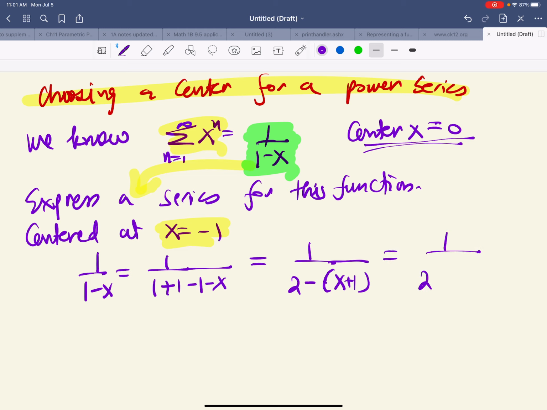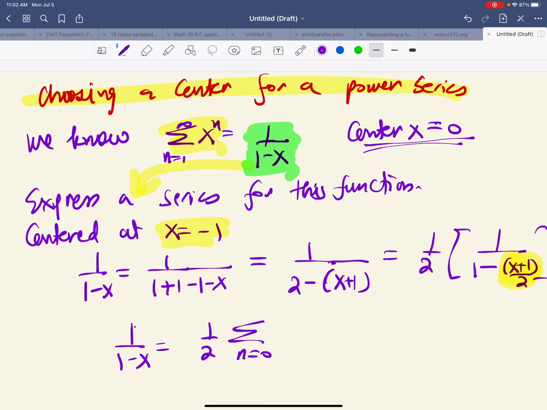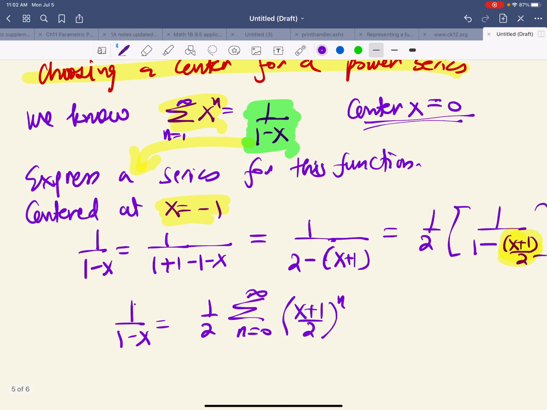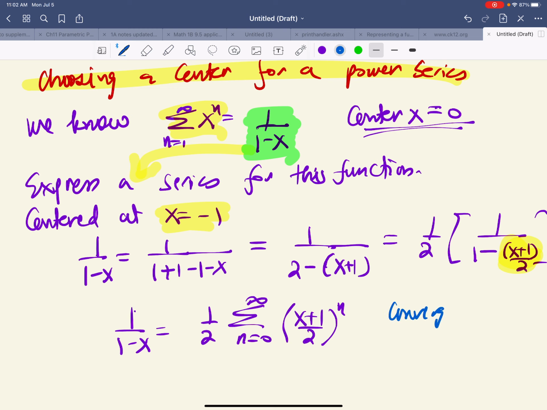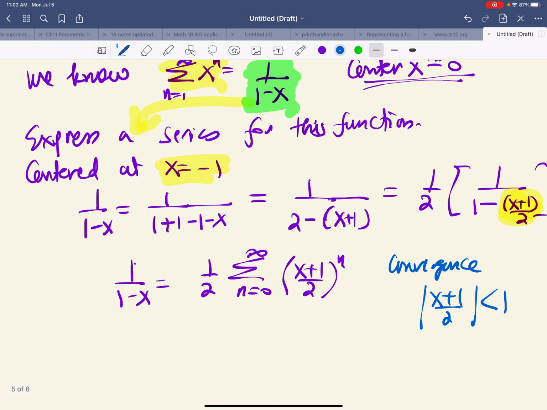Okay, let's go ahead and pull out a 2 now. 1/2. We don't want to have a 2 there, we want to have a 1 there. So 1/2 comes out: 1 over 1 minus x plus 1 over 2. All right, so this is my new common ratio r, and I can write it as a power series. So I can say 1 over 1 minus x can also be expressed as 1/2 summation n is equal to 0 to infinity of x plus 1 over 2 to the power n. And this series converges. We do have convergence if the absolute value of x plus 1 over 2 is less than 1. If the absolute value of the common ratio is less than 1, we do have convergence.